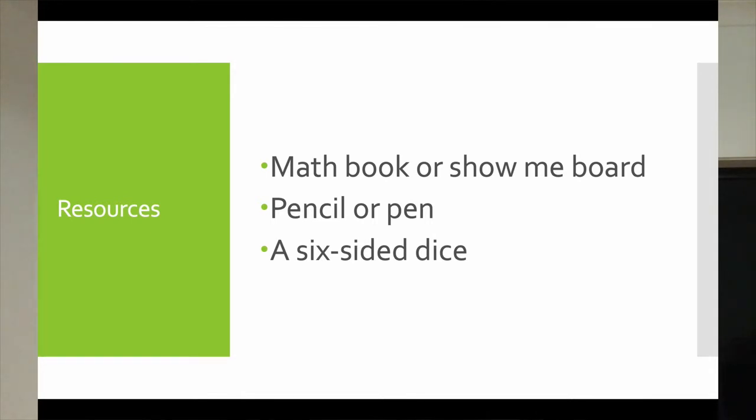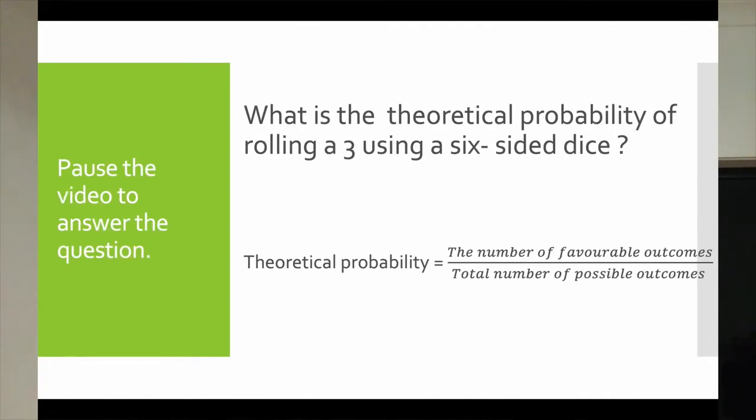To investigate this question, we are going to be using a six-sided die to conduct a chance experiment. But first, we need to calculate the theoretical probability. So, what is the theoretical probability of rolling a 3 using a six-sided dice? Remember, theoretical probability is the number of favourable outcomes divided by the total number of possible outcomes. So pause the video now and calculate the theoretical probability using that formula.